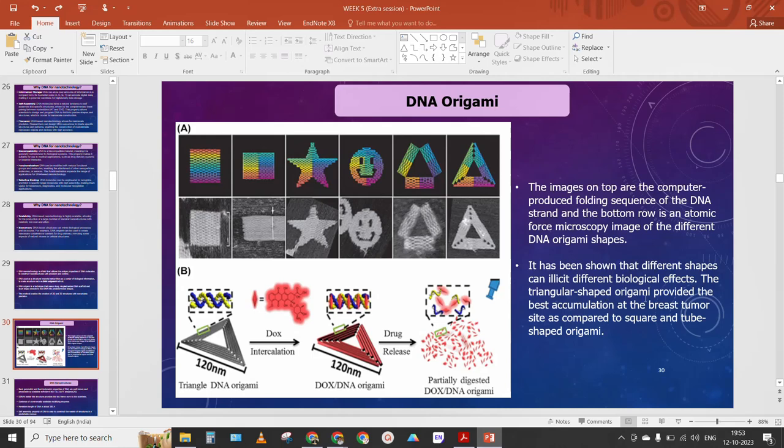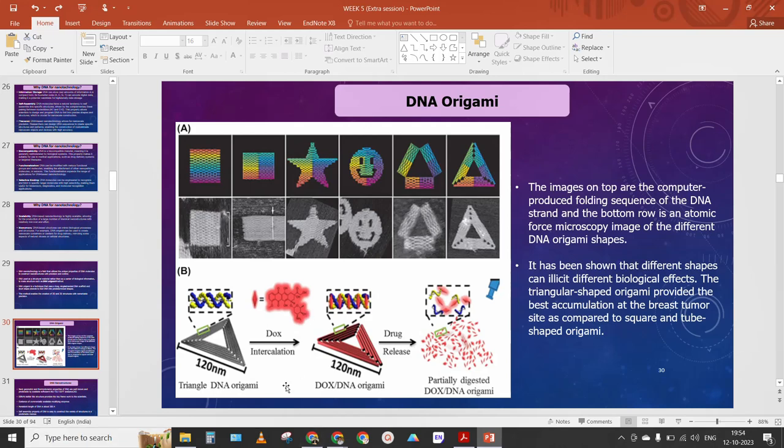The triangular shaped origami provided the best accumulation at the cancer tumor site as compared to the square and tube shaped origami. As I told you, they have made the triangular shaped DNA origami to target breast cancer tumor. Breast cancer tumor cells must have triangular binding shape targeting sites. That's why they have altered the DNA origami into a triangular shape, to use as targeting binding sites on breast cancer cells.